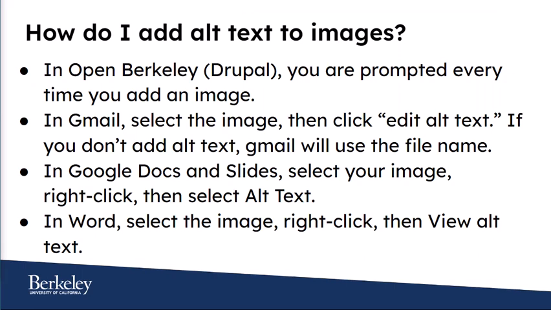Let's quickly cover how to add alt text in some common applications. In Open Berkeley on the Drupal platform, you'll be prompted every time you add an image. In the current version, you can't add a null alt text tag. In Gmail, select the image, then click Edit Alt Text. If you don't add alt text, Gmail will use the file name. In Google Docs and Slides, select your image, right-click, then select alt text. In Word, select the image, right-click, then View alt text.